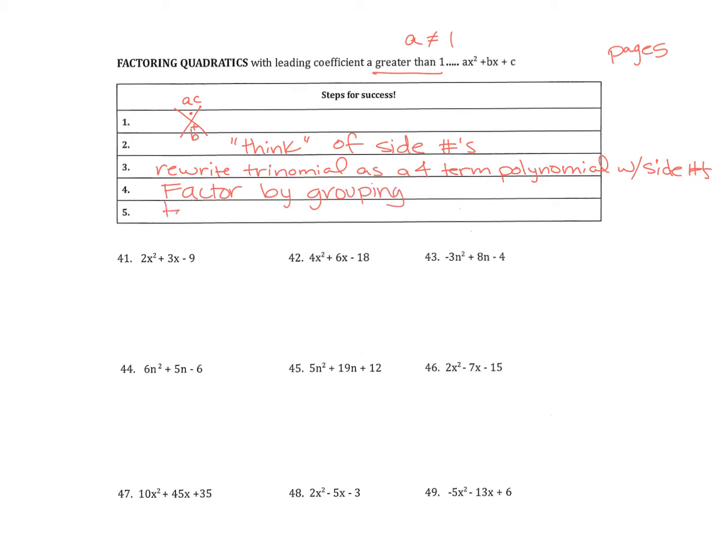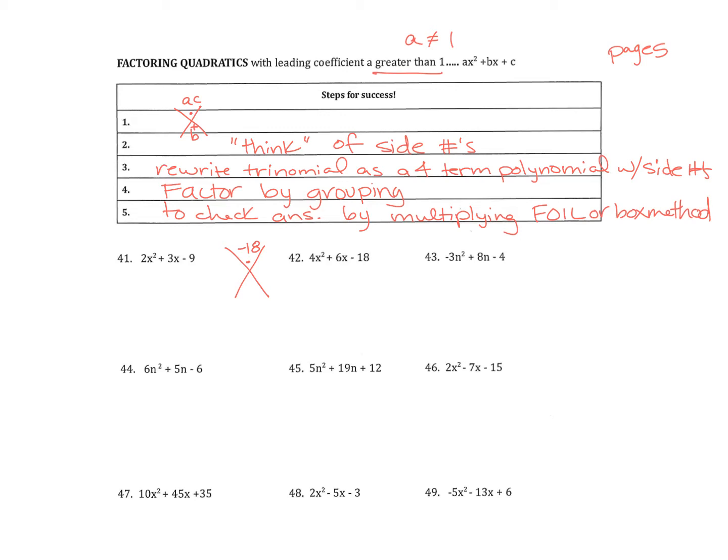And then again, if we want to check our answer, we always can do that by multiplying our answer by either FOIL or box method to see if we get the original problem back. So let's take a look at the first one. I create my diamond, and at the top I write a times c. In this case, that's negative 18. That's the number my side numbers will multiply to.